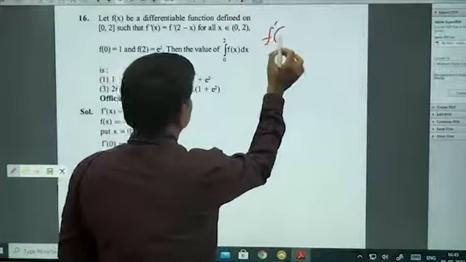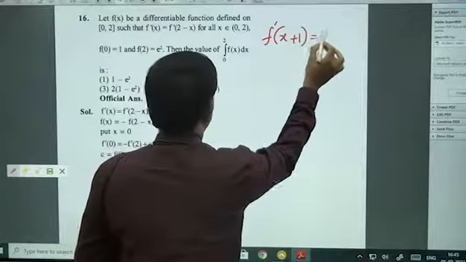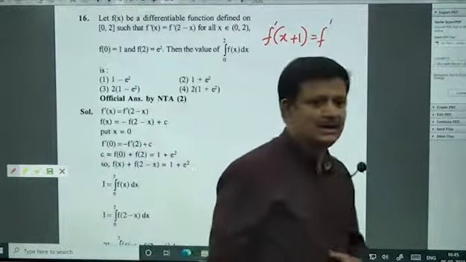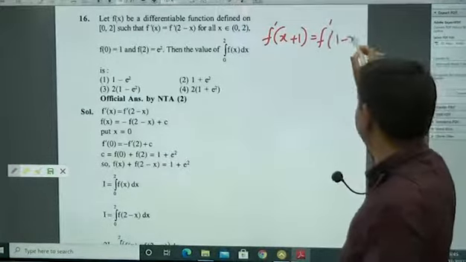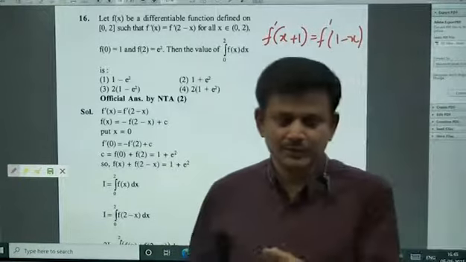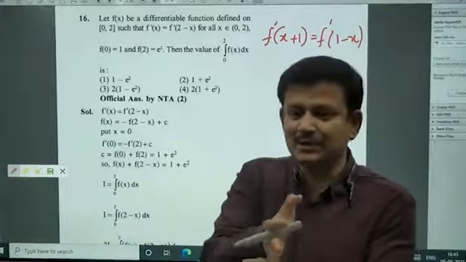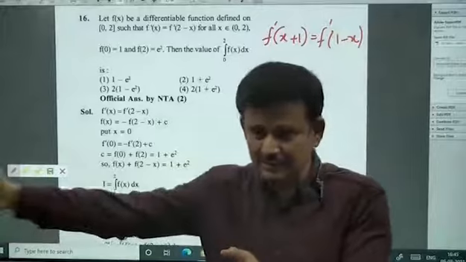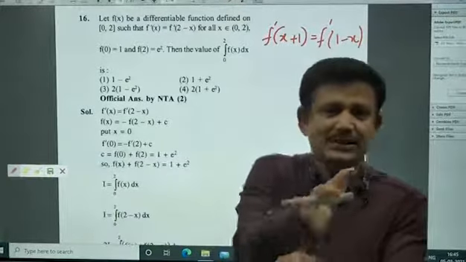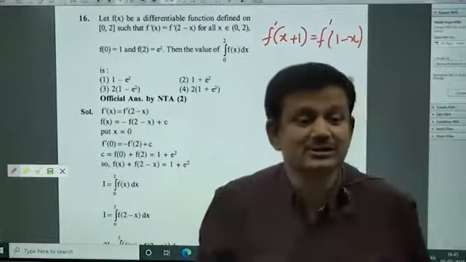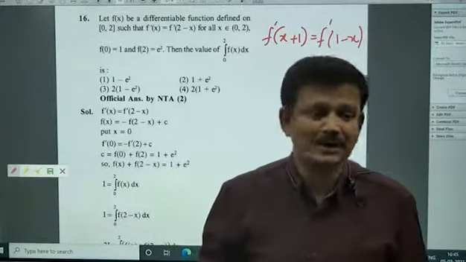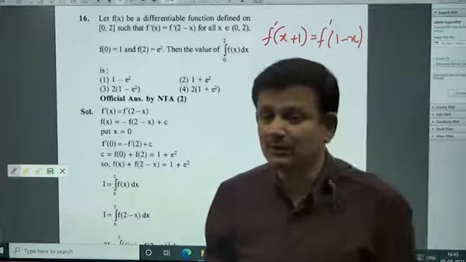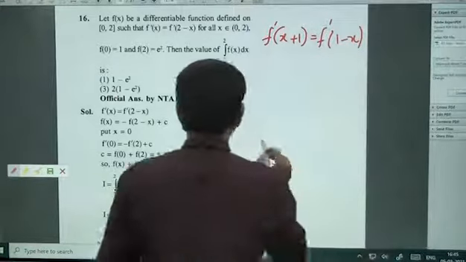f'(-x+1) is equal to f'(2-x-1). What is it? 1 minus x. Yes or no? So f'(1+x), that means whatever is happening x units after 1 is same as f'(1-x), whatever is happening x units before 1. What does that mean? Symmetric about 1. Symmetric about 1. Direct way of understanding is also there.